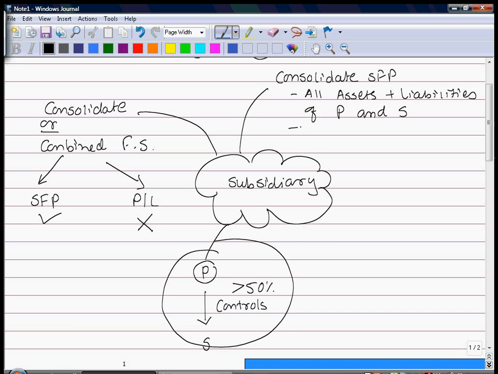As a result of purchase of shares in subsidiary, there will be something called goodwill. Goodwill arises where parent pays more than what subsidiary is worth. So for example, if the subsidiary is worth only 100, but if parent pays 120, then that extra 20 is goodwill. And we normally do a working for that to find a figure for goodwill.